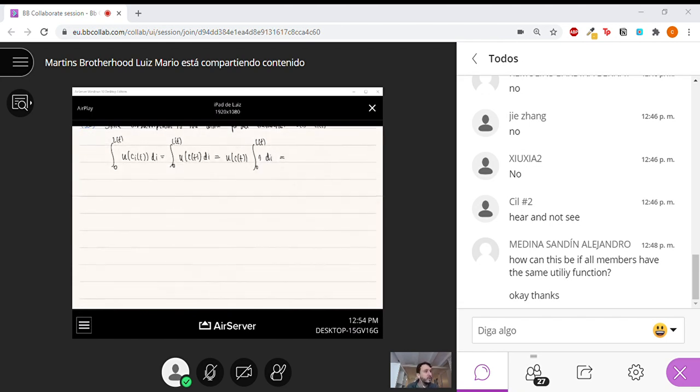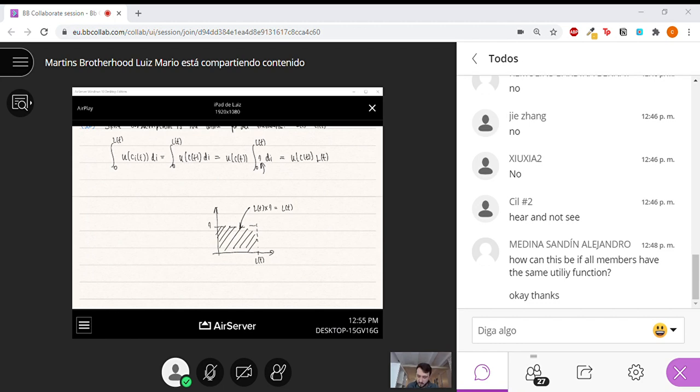Yeah, so I like to interpret this. The integrand is 1, right? So we are taking the integral from 0 to this. The integral is the area. So the area is LT times 1, which is LT. So this is U of CT times LT.